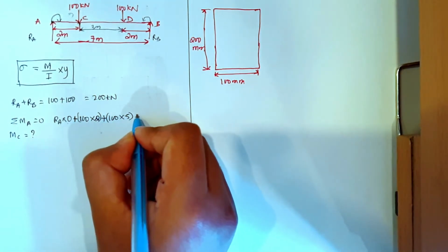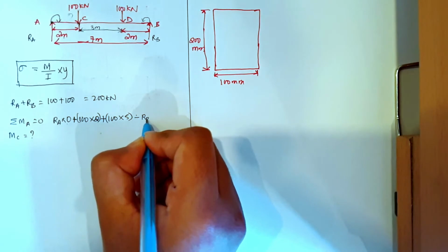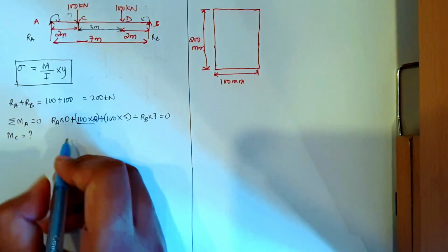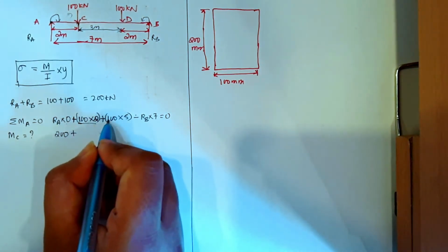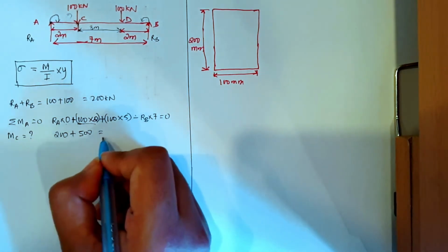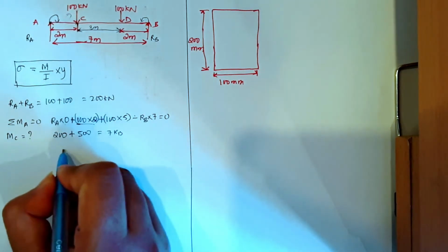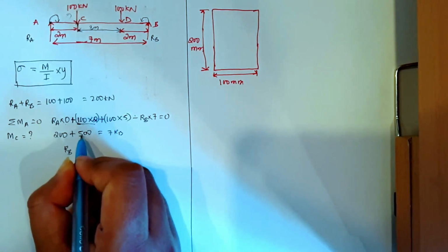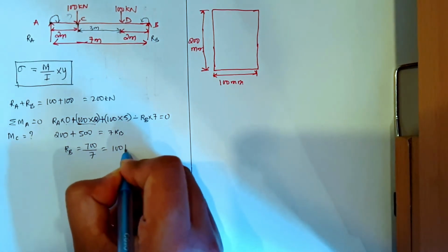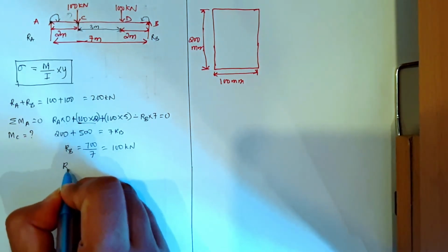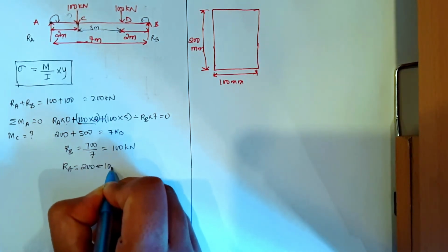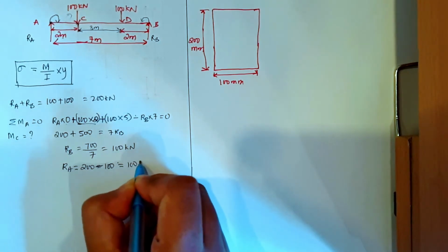So minus, anti-clockwise, RB into total distance 7. So from here we get 100 into 2, I have 200 plus 100 into 5, 500 equals to, if I send this to the other side it becomes positive, 7 RB. So RB will be equal to 500 plus 200, 700 divided by 7, will give you exactly 100 kilonewton load. So RA will be equal to 200 minus 100 will give you 100 kilonewton each.